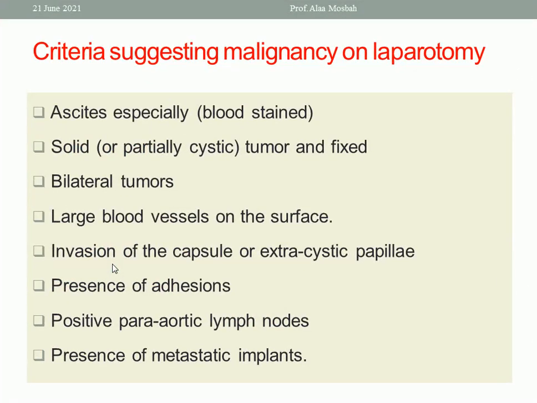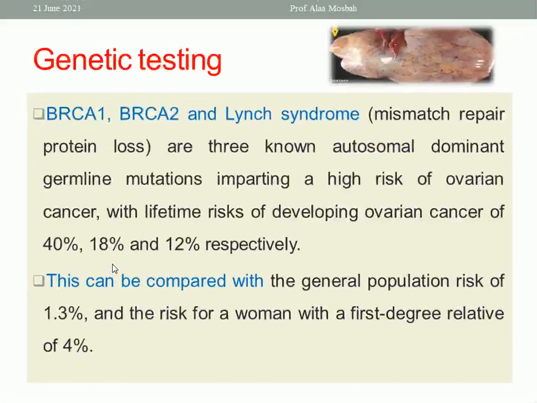What are the criteria suggesting malignancy on laparotomy? The solid mass, fixed, presence of ascites, bilateral tumor, large blood vessels on the surface, invasion of the capsule or extracystic papillae, positive para-aortic lymph node, and the presence of metastatic implants, presence of adhesions, and the bilaterality, all these are considered signs of malignancy.